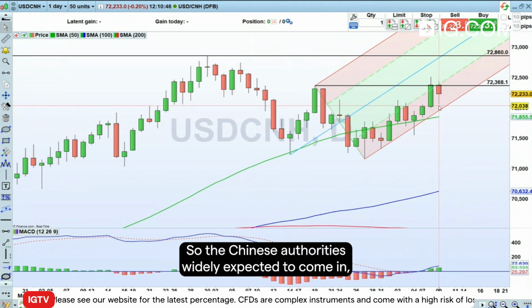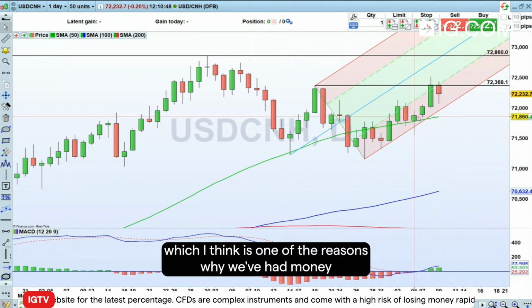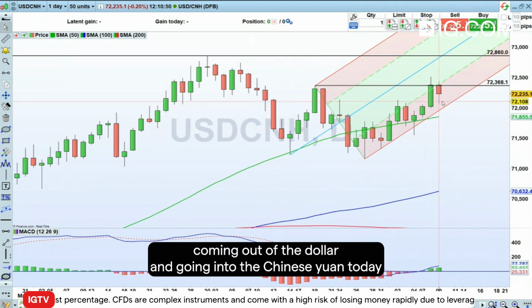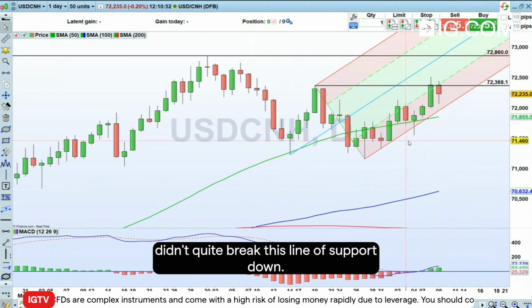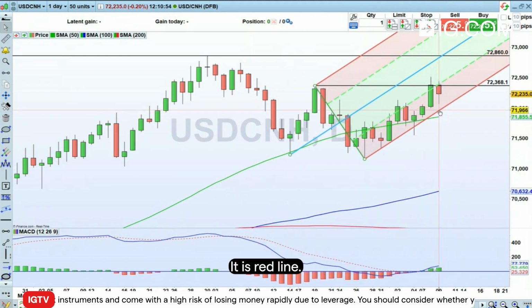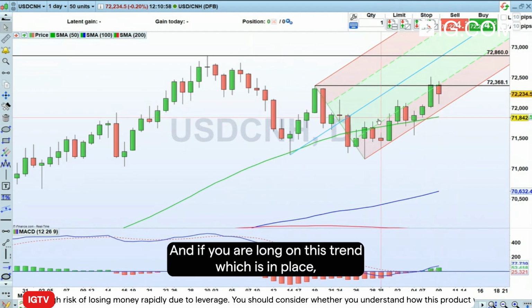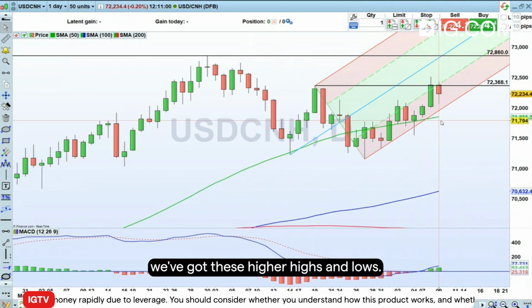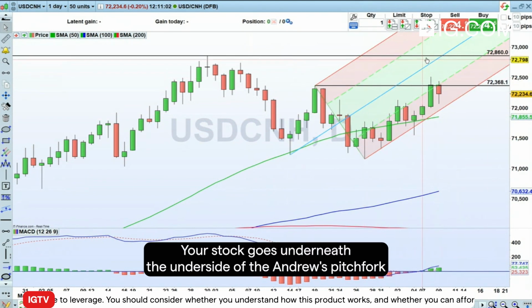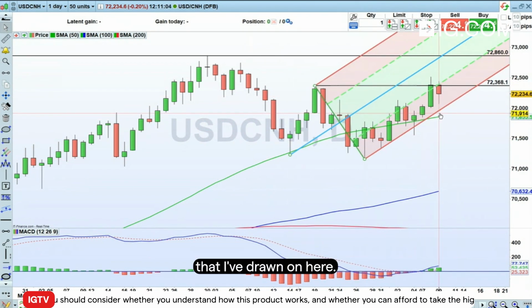So the Chinese authorities are widely expected to come in, which I think is one of the reasons why we've had money coming out of the dollar and going into the Chinese yuan today. It didn't quite break this line of support down here, this red line. So I'm wanting to go long on this. And if you're long on this trend, which is in place, we've got these higher highs and higher lows, your stop goes underneath the underside of the Andrews pitchfork that I've drawn on here.